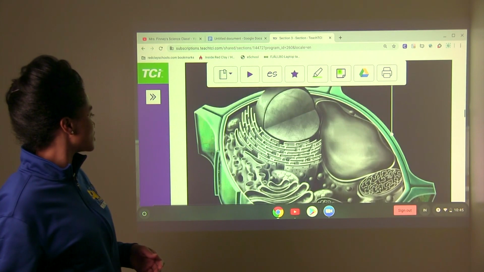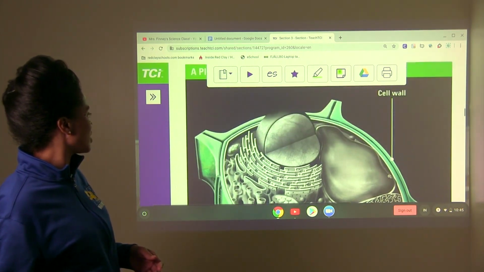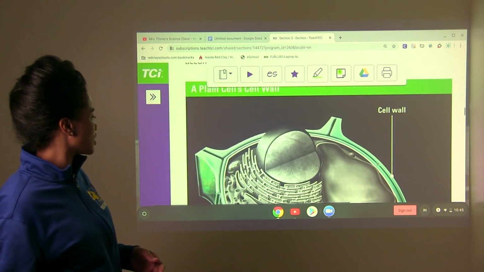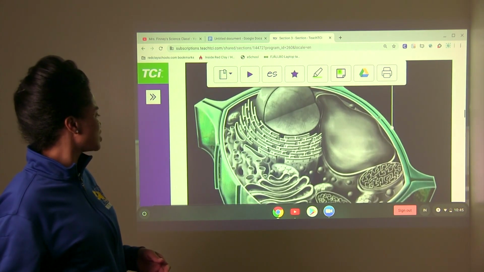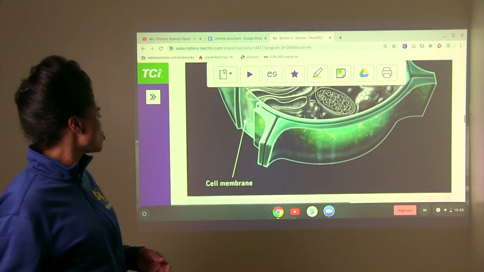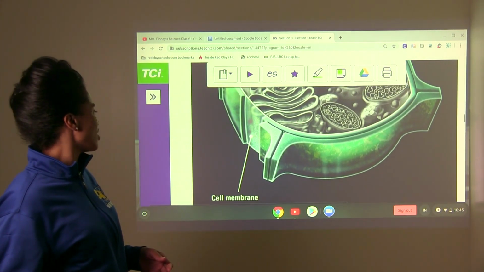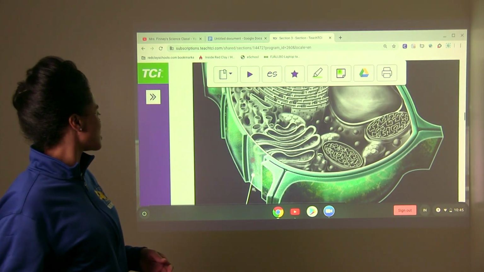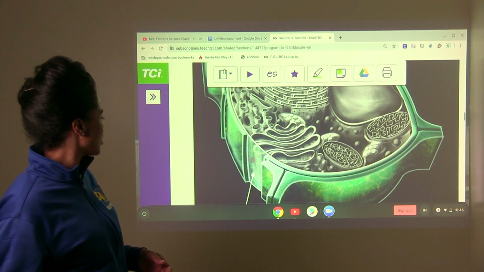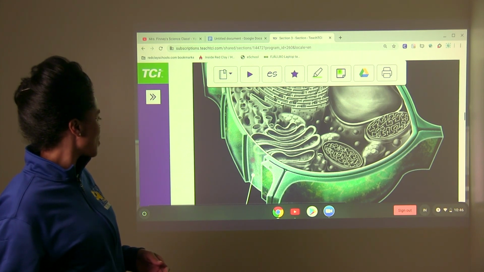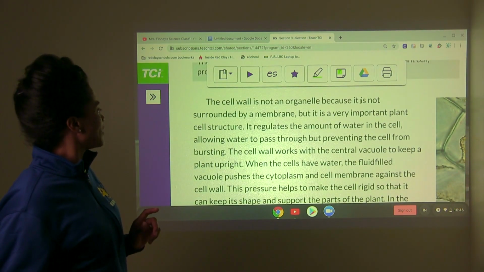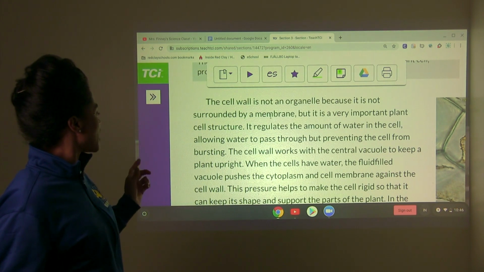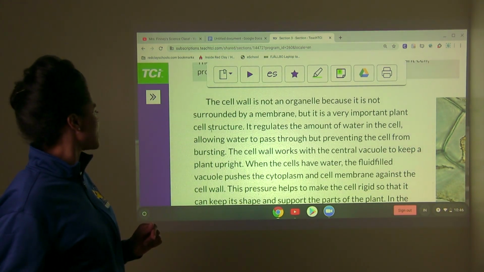Let's take a look. What does that look like? All right, right here we have the cell wall. Check it out. Cell wall, keeping everything nice and strong. And that's on the outside of the cell membrane. You see that? Cell membrane, right? They're showing that here, and then they're showing the cell wall outside of it. The cell wall is not an organelle because it is not surrounded by a membrane, but it is a very important plant cell structure.